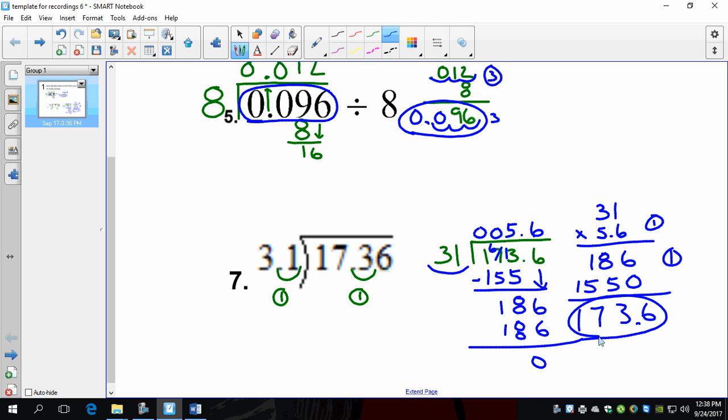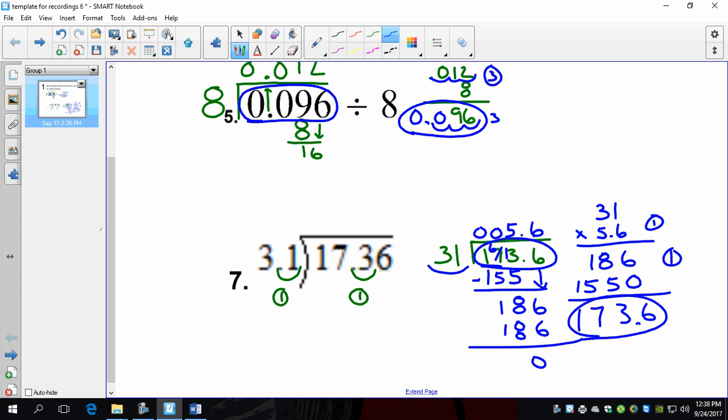We have 173.6. And here we go, 173.6. Remember, it's not going to match the original dividend because we had to move that decimal out to begin with.